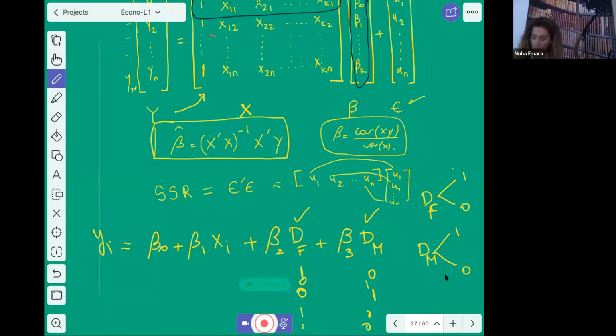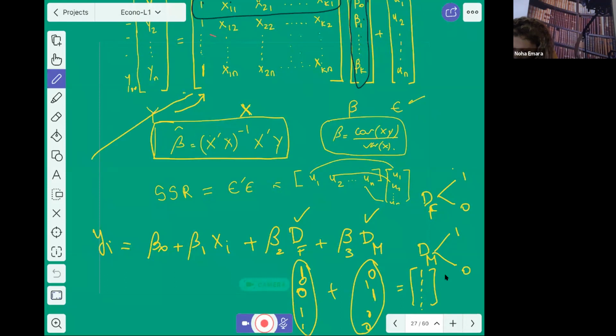So the linear combination, if I add this plus this, would give me again a vector of 1, 1, 1, 1, which would be correlated with the vector of 1 I have right here, which is the intercept. So the linear combination of these two gives me a vector of 1 that is perfectly collinear with the intercept. This is called a dummy variable trap.